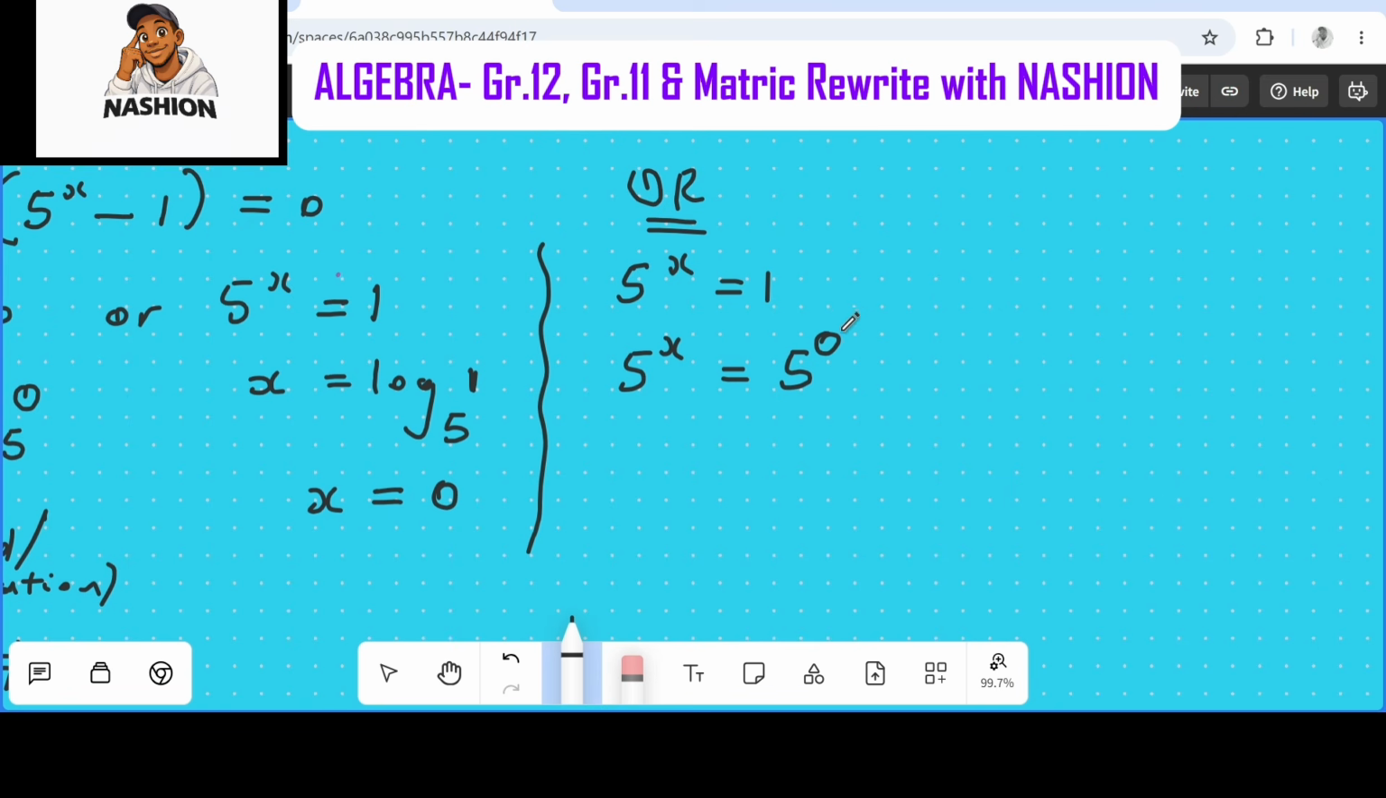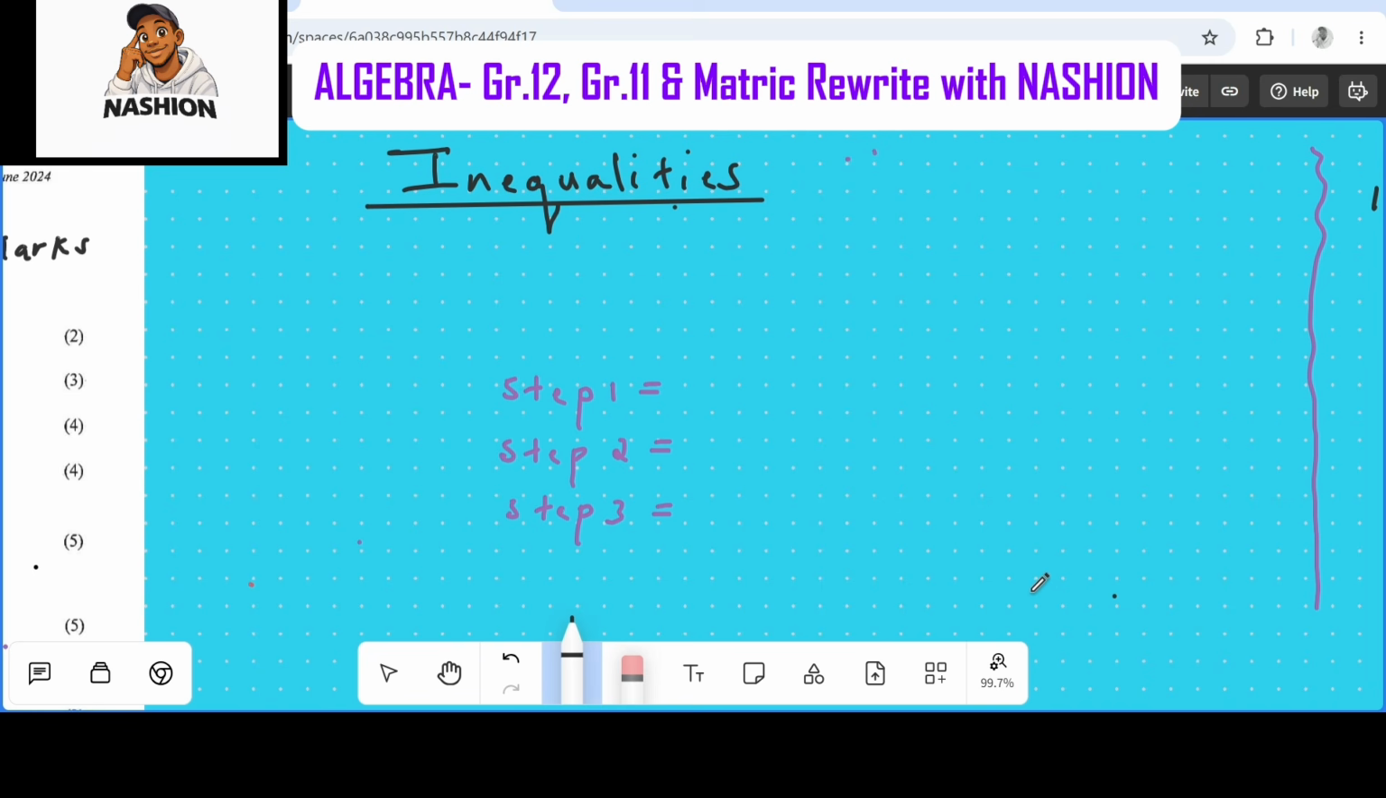Because 5 to the power 0 is 1, and the bases are the same, then the exponents are equal. So x is equal to 0. And checkmate. Let's talk about inequalities, somebody.